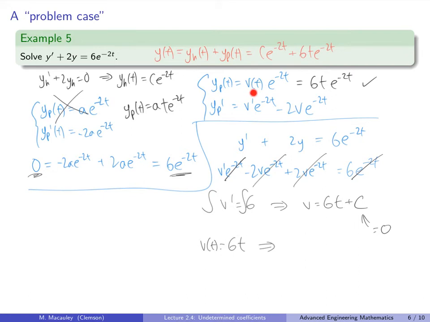Take v. We don't know what this is. We know a constant doesn't work, so try something slightly more general, maybe a polynomial, and you do that, and yes, you get that any polynomial of the form 6t plus c will work. So might as well pick the easiest one. Let's set c to 0. Here is v of t, 6t, and there is our particular solution, 6t times e to the minus 2t.